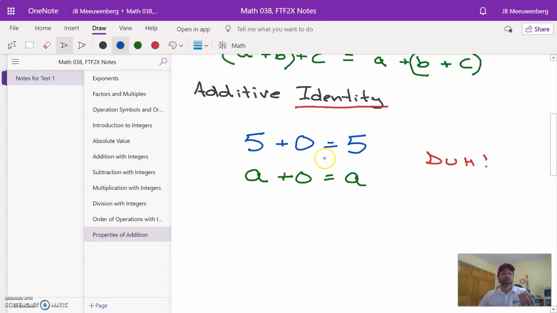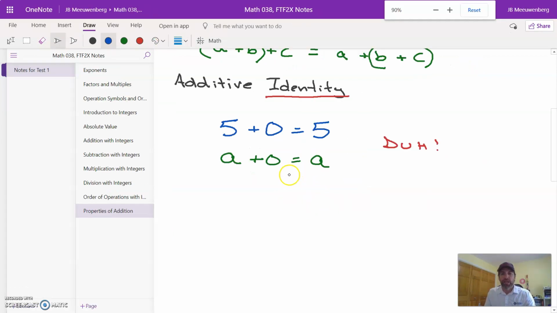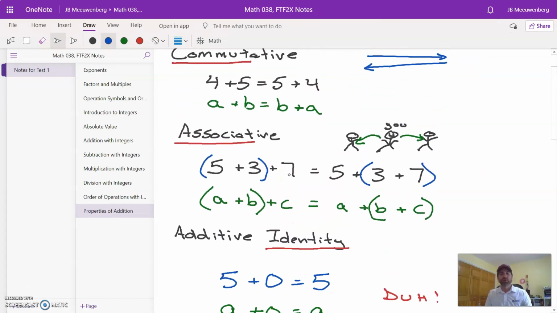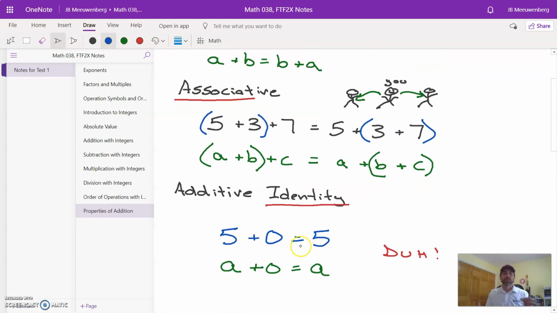So you might be asked a question, what is the identity property of addition, and we'd say 0, right? 0 is the additive identity number. It's the number that when we add it to something, we get the same thing. So there we go. Our 3 addition properties: commutative, associative, and the additive identity property.